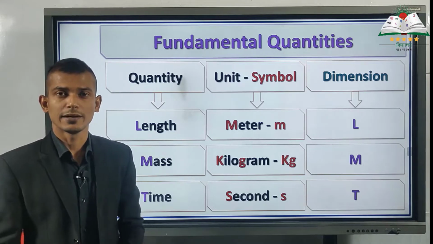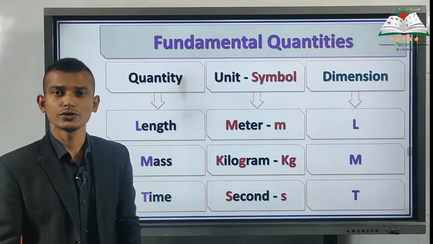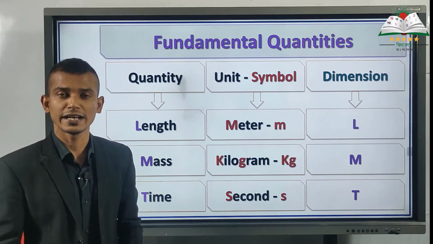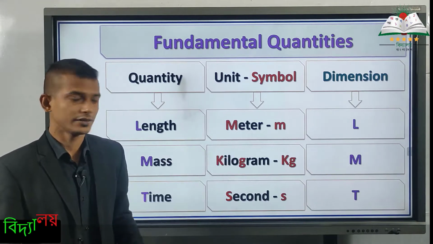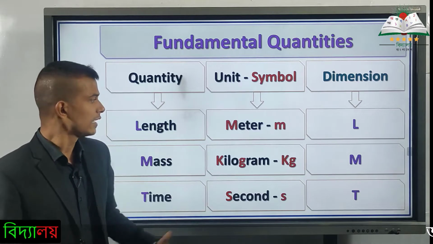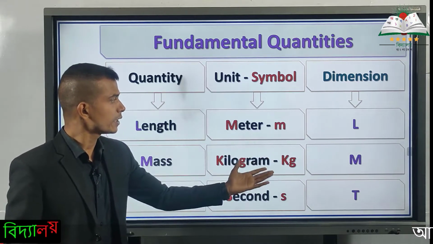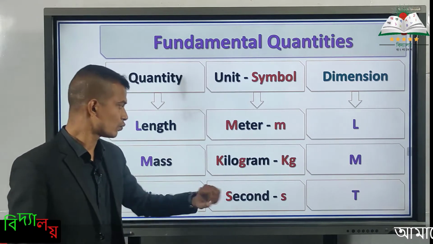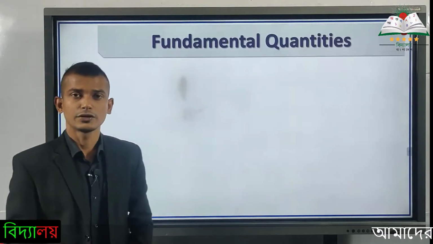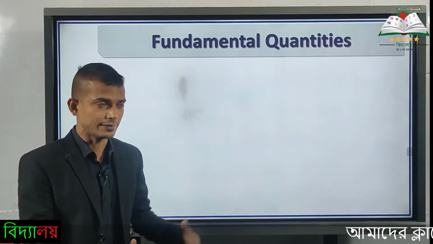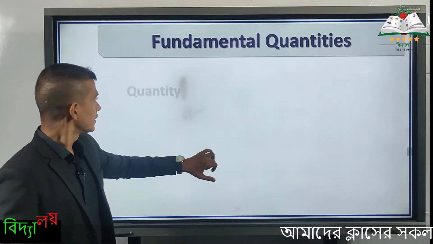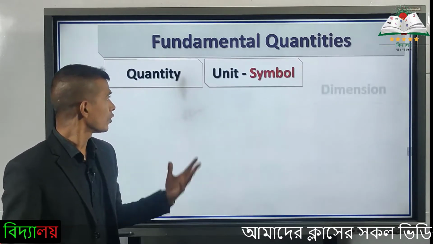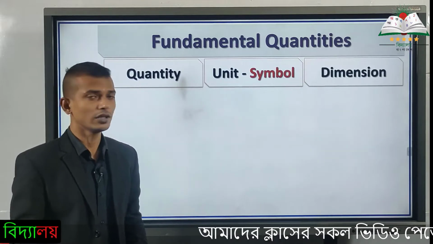Now, in the HSC level and the things that you have learned in the 9th and 10th grade, most of the quantities that we use in physics at the HSC level and the SSC level can be determined by these 3. But there are some others that we need to know for the higher secondary level and for your admission test as well.